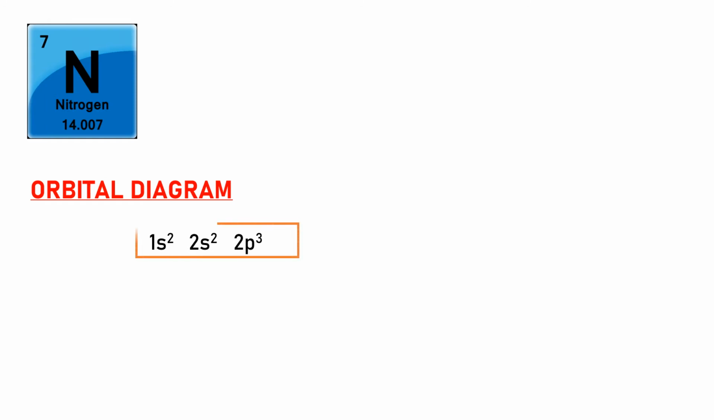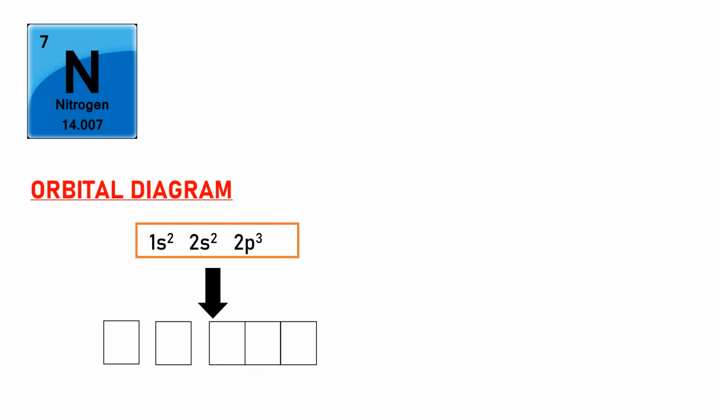So that is the electron configuration. Now you can use this for the orbital diagram. 1s2 has 1 box. For 2s2, we have 1 orbital or 1 box, and for 2p3 it is 3.